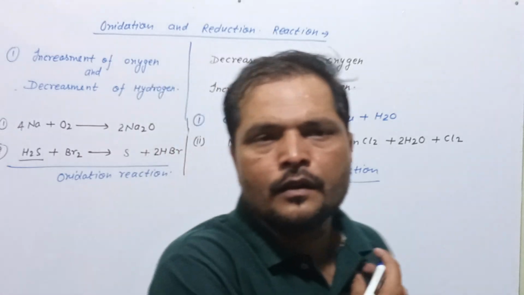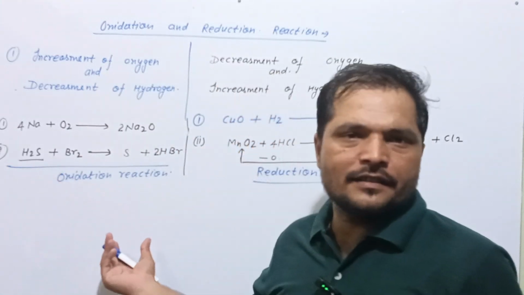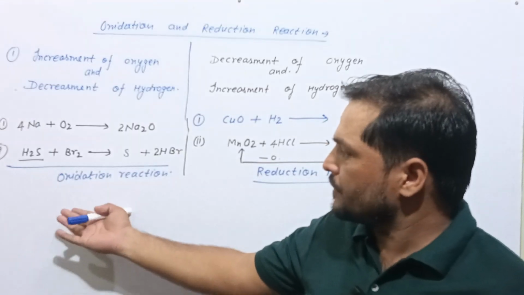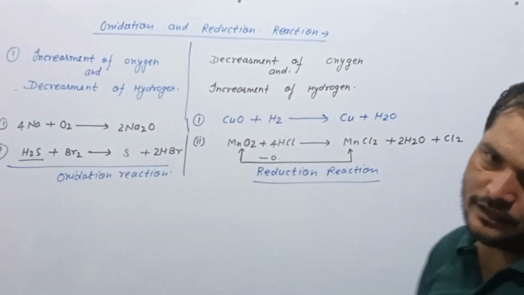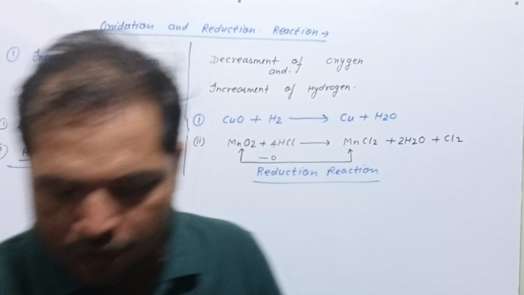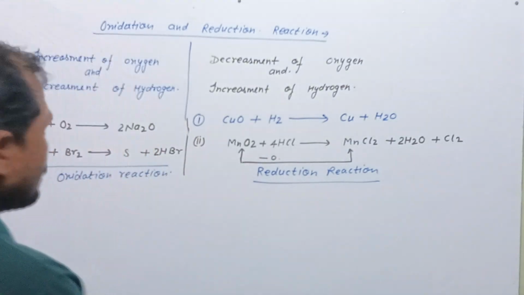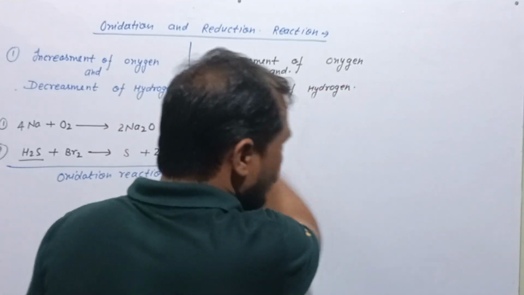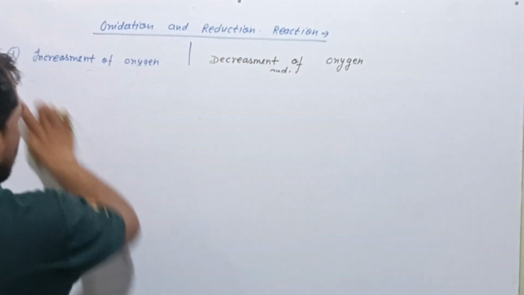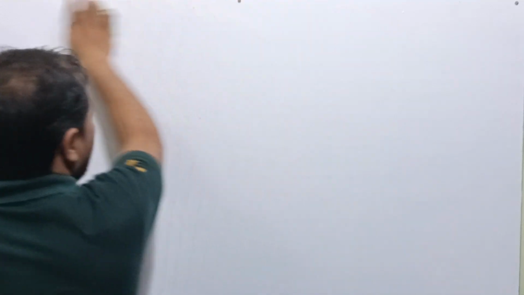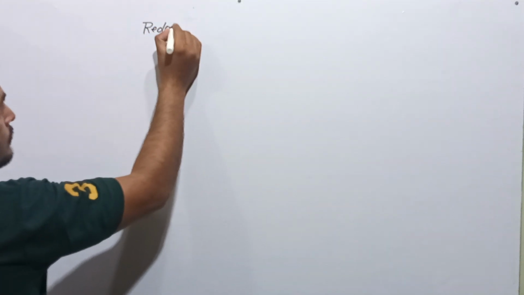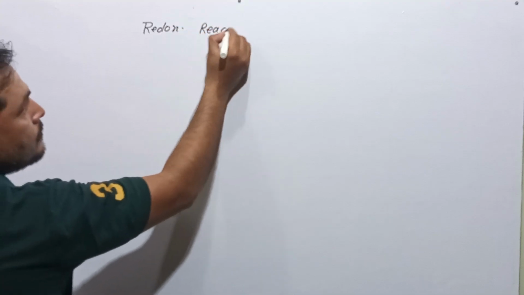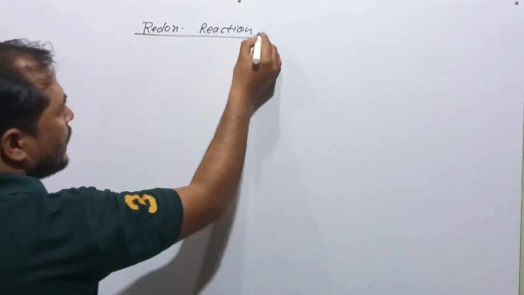Hence, we have cleared which type of reaction is known as oxidation, and which type of chemical reaction is known as reduction reaction. Now let us go forward and learn the redox reaction. What is a redox reaction? Next point, redox reaction.